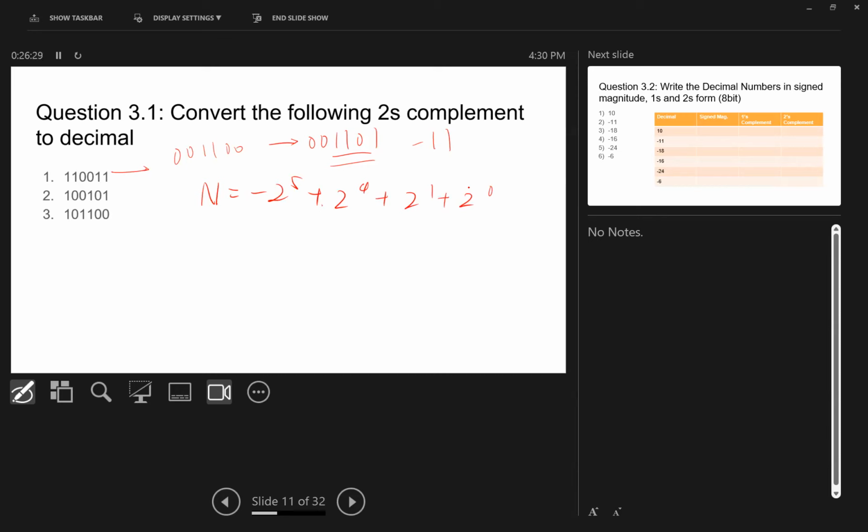And the result should be what? Oh, sorry, this is not -11. This should be -13. Sorry about that. Because we have 8 here, and we have 4 here, we have 1 here. The result should be -13. Sorry about that.